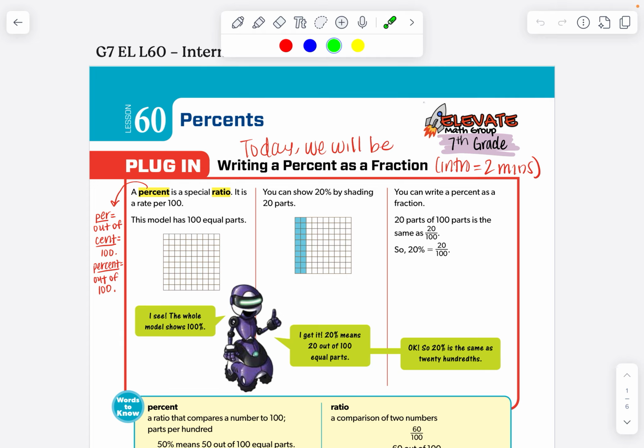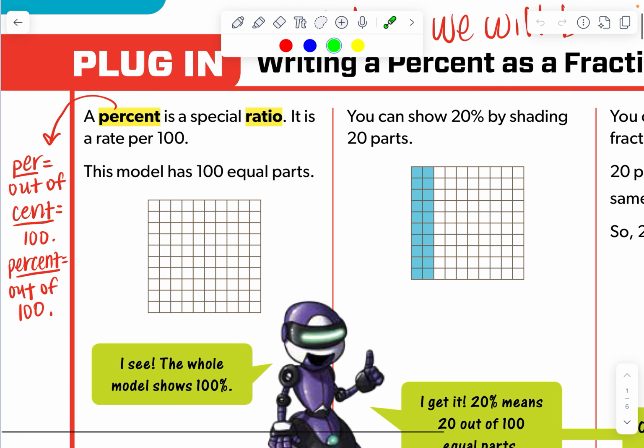So it tells you that a percent is a special ratio. It is a rate per 100. The word percent is broken down into two parts. And so the word per means out of, and the word cent means 100. So when you put percent together, it literally means out of 100.